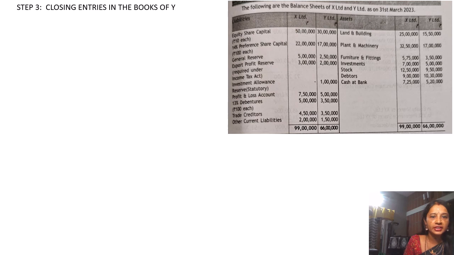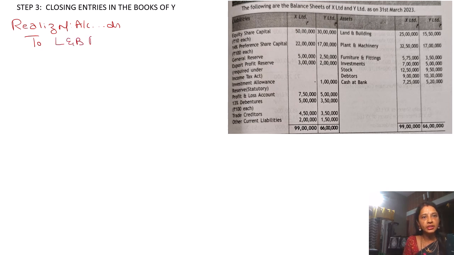So the first entry is realization account debit to all the assets account individually. So the first asset is to land and buildings account. Amount for Y is 15 lakhs 50,000. Then to plant and machinery account. Amount is 17 lakhs. Remember to keep your problem. Every time whenever you look at the solution or listen to the theory part, the question should be there in front of you.